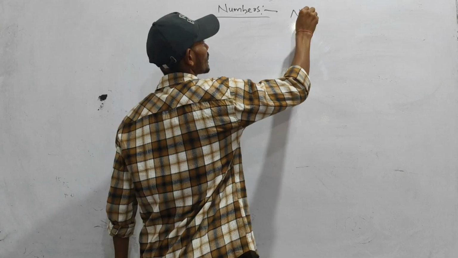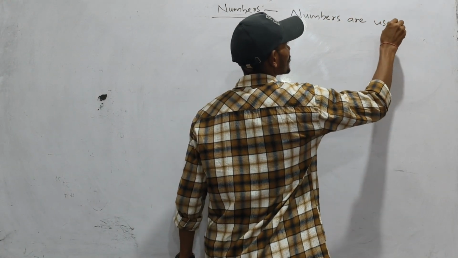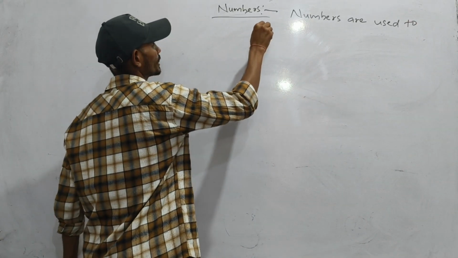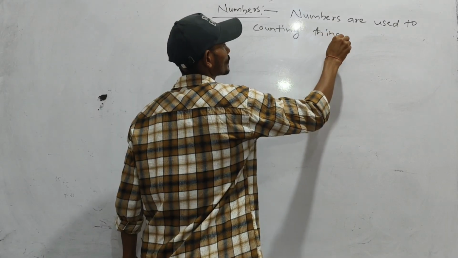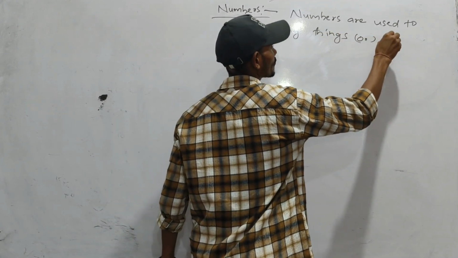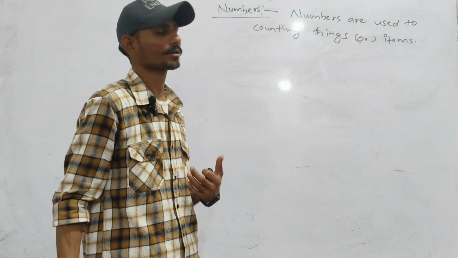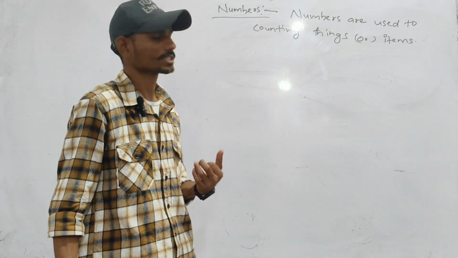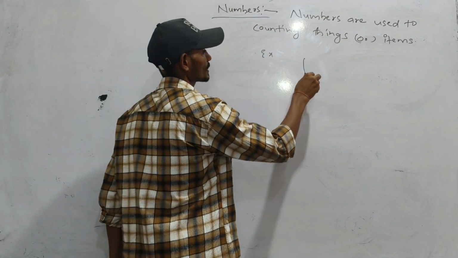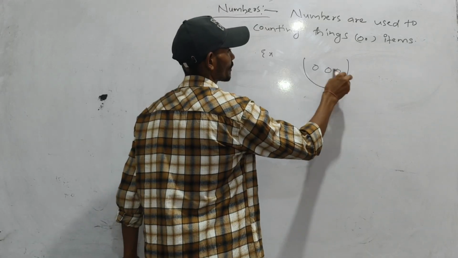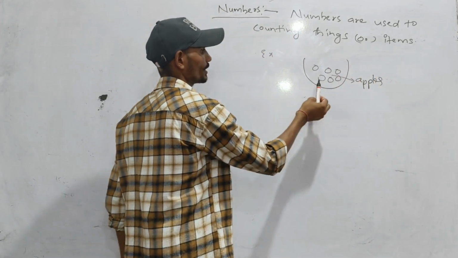Numbers are used for counting things or items. In mathematics there are many applications where we use numbers, but simply I am saying it like this. For example, this is one bowl. In the bowl I am putting apples. These are the apples. So how many apples?